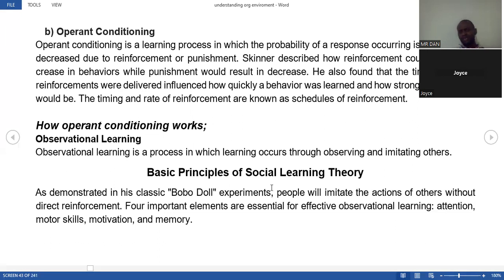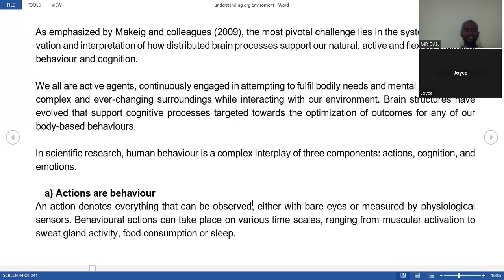So what are some of the basic principles of social learning theory? Those ones you can read. But we have four important elements which are essential for effective observational learning. These factors are attention, motor skills, motivation, and memory. Easy meaning in theory. Some of these things are just for learning purposes, but you might not get them in exams.